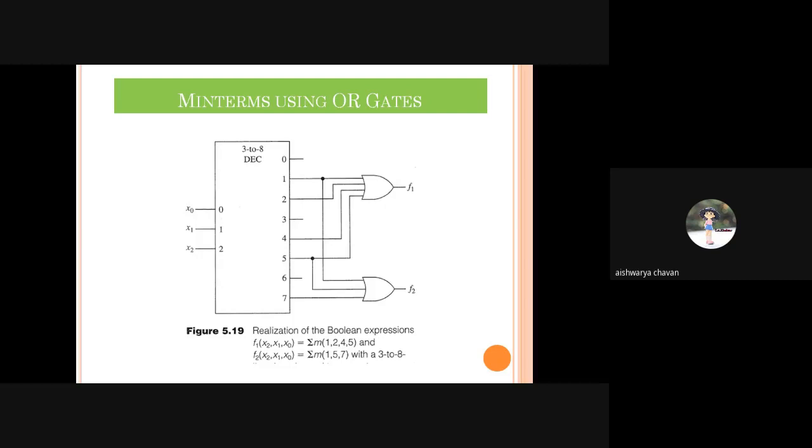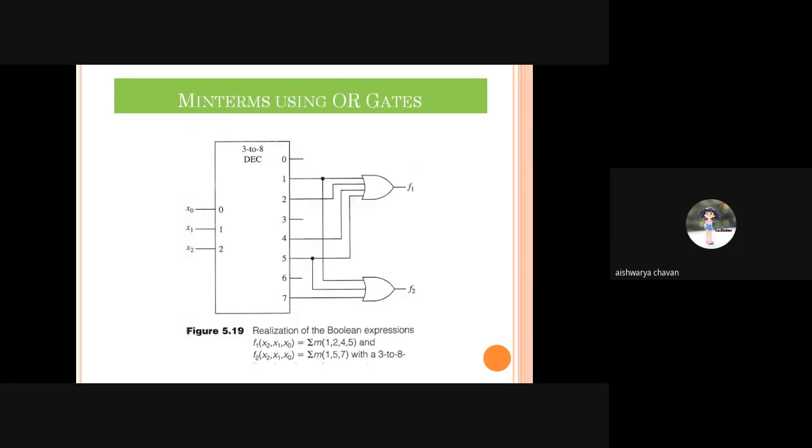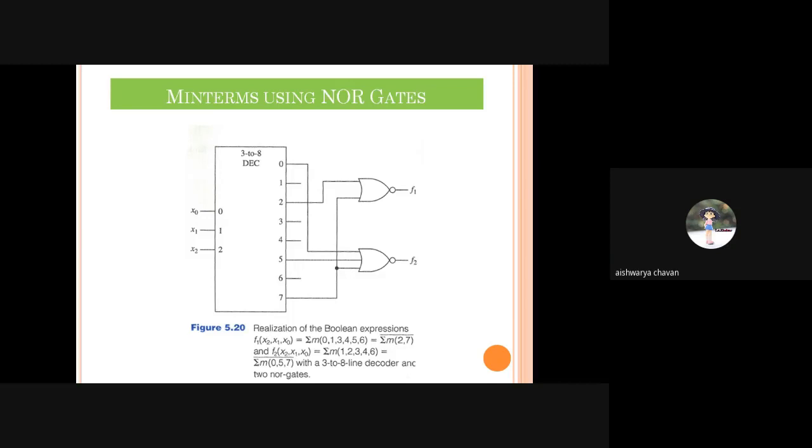So functions f1 and f2 we can easily design by using this decoder. This one is another example. One more example is given to you. In this the minterms are given, function f1 and function f2. f1 and f2 are given.